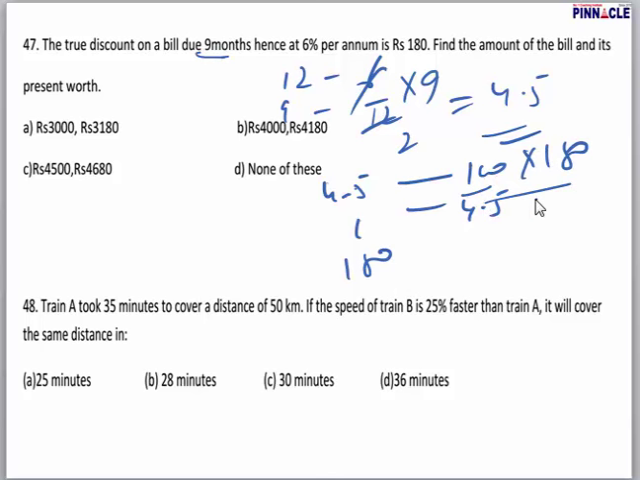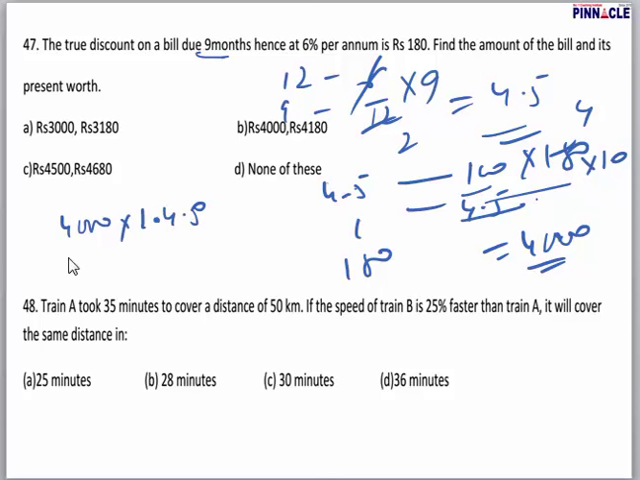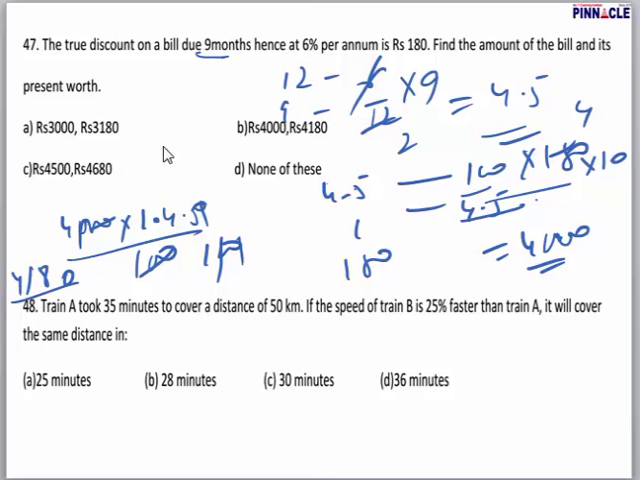you will get 4000 rupees. The sum is 4000 rupees. This is the sum, and on 4000, 104 into 500 you will get the present worth, that is 4180. This is the answer. Now the question number 48.